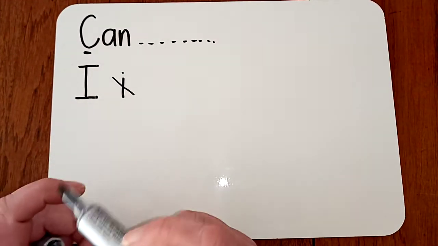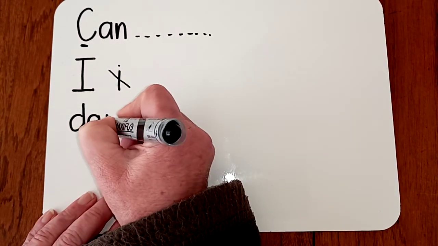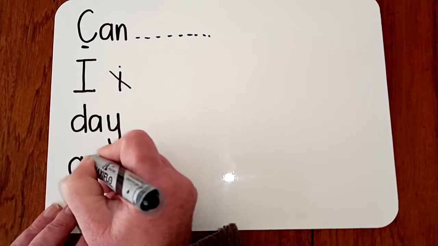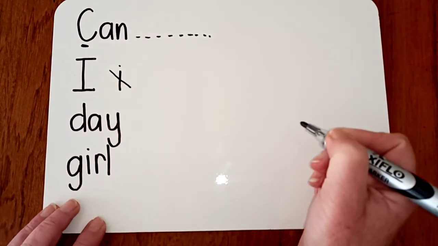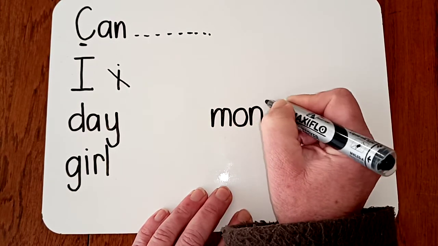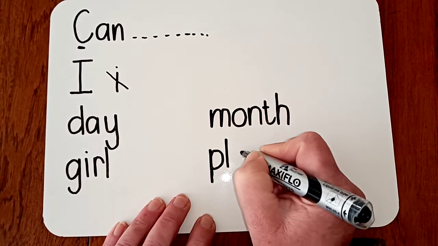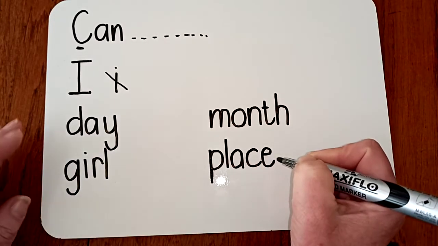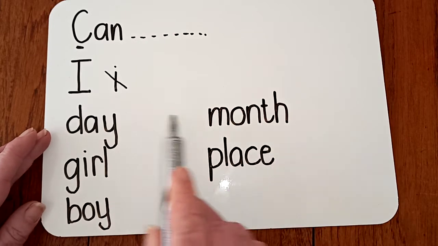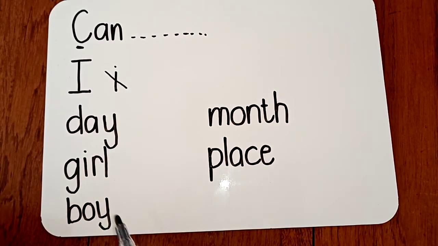And then I spoke about the name of a day. So days, day, could be any day. Then there was the name of a girl. This could be any girl. We could have the name of a month, but this could be any month. And we could have the name of a place. And we could have the name of a boy, or a man, or a lady. So these are all written with small letters, because this could be any day, any month, any place, any girl, any boy, any man, any lady, and so on.